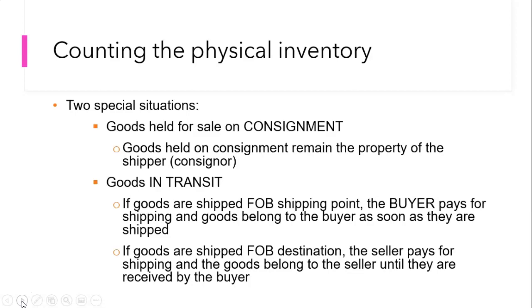Title of the goods passes to the buyer at that point when it's on the truck. So if we're counting inventory, it's February 28th, and we're counting the inventory at the end of our fiscal year, and there's a truck 3 states away heading toward us with stuff that we own, we've got to count it.